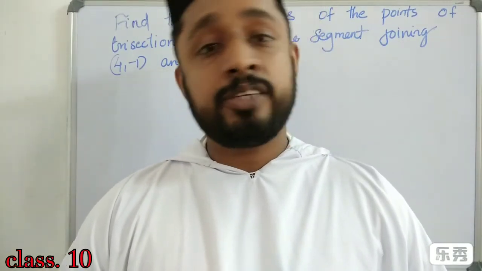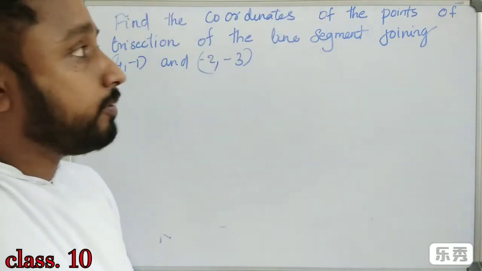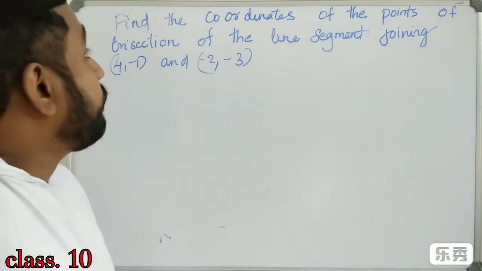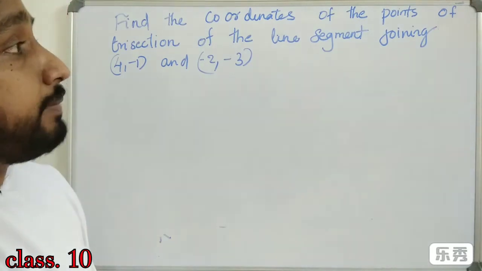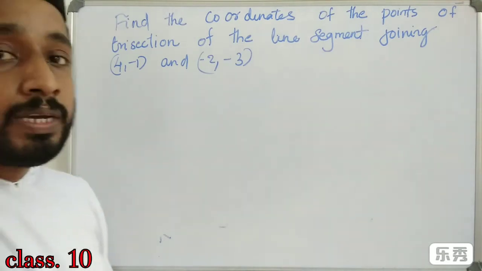We studied the section formula. Now we can do some problems using section formula. First one, find the coordinates of the points of trisection of the line segment joining (4, -1) and (-2, -3).